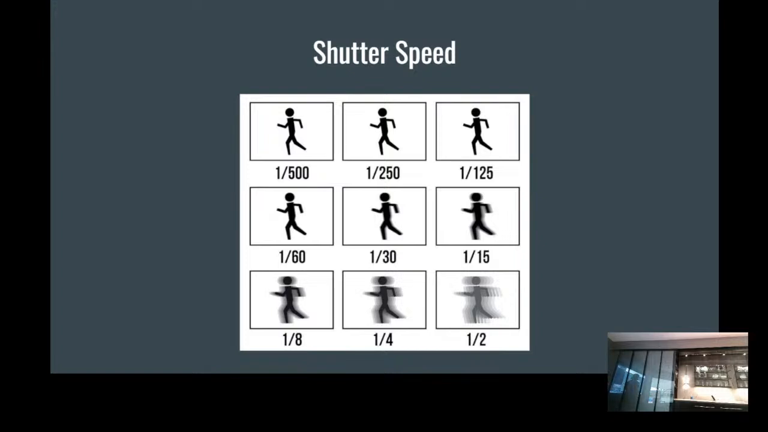Now, if we're just looking at somebody who's running or action is happening, we can see that by slowing down, we get blurry, kind of pixelated images. That's something to be aware of when shooting. Typically, the faster the moving object is, the faster you want your camera to be. And the slower the object, the slower you can run your shutter, but we'll talk about some of the problems that can occur if you go too slow.